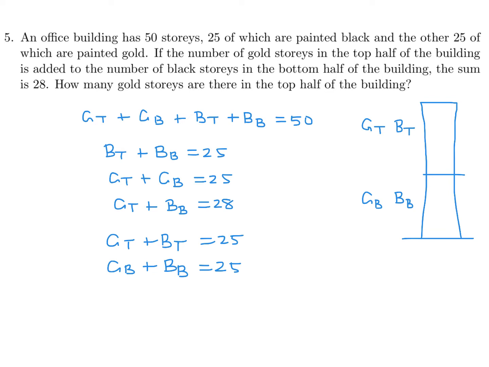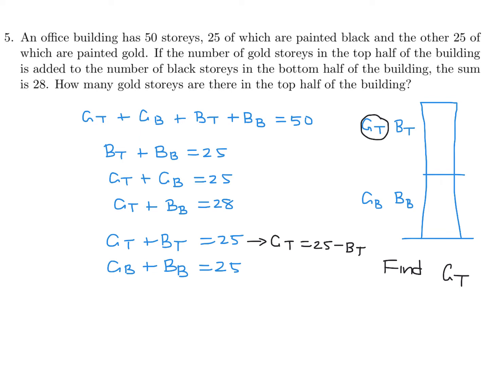Okay, so now we can proceed. How many gold stories are in the top half? So what they want you to find, gold stories in the top half, is GT. So they want you to find this guy. Where do I proceed? Which equation do I use? Obviously one with GT in it, GT plus BT. So I'll use this one here. From that, GT is equal to 25 minus BT. Okay, I think that's a pretty good start.